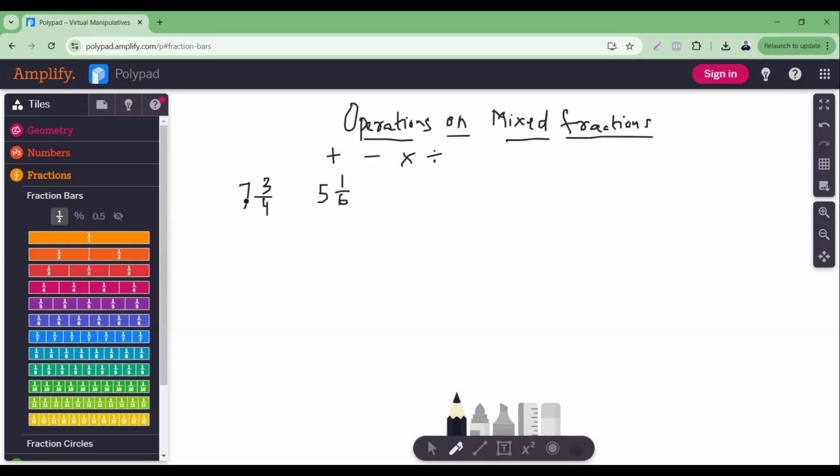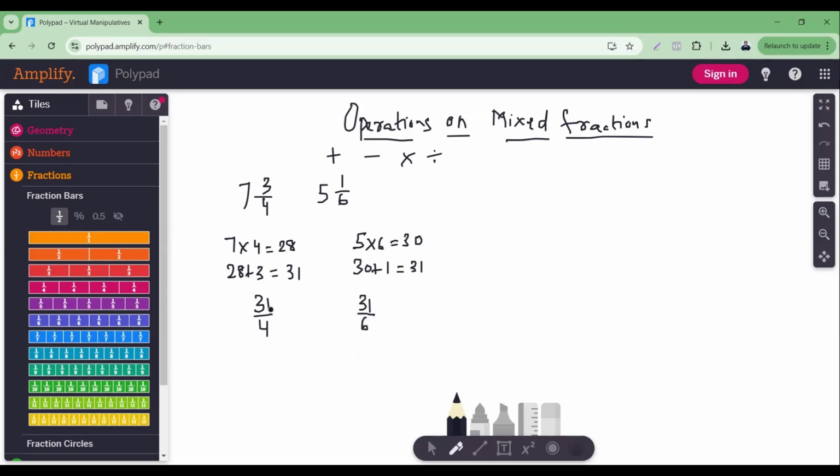So 7 3/4, how do we do it? 7 times 4 is 28, and 28 plus 3 gives me 31. So this mixed fraction becomes 31 over 4. Similarly, for 5 1/6, 5 times 6 is 30, then 30 plus the numerator 1 gives me 31. So it is 31 over 6, the denominator being the same as the denominator in the mixed fraction.